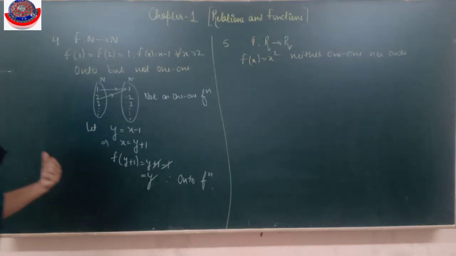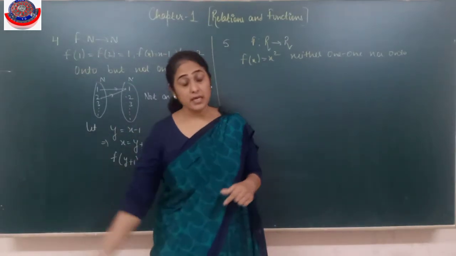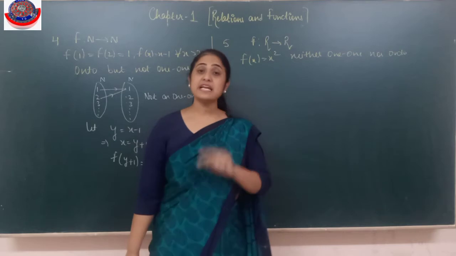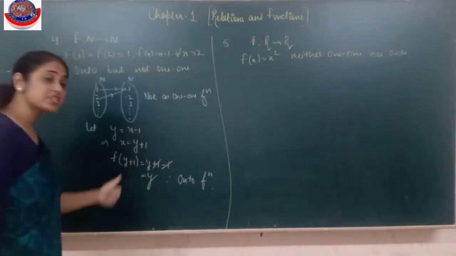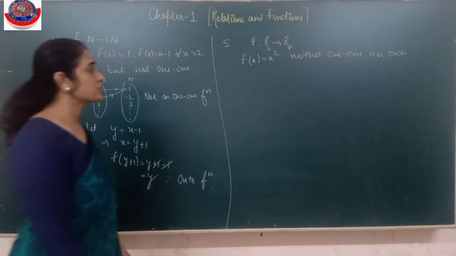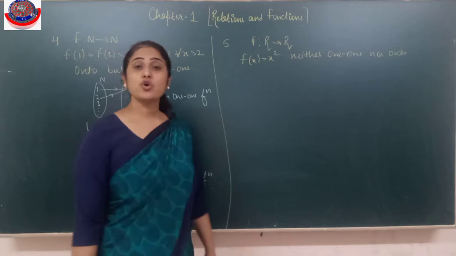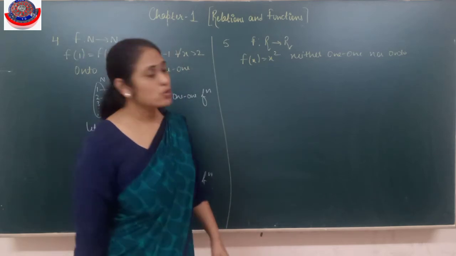See, when you have to prove that it is not so, you can prove by example. But when you have to prove that it is so, you have to prove it with unknown numbers. Now look at the next question. f is from R to R, f of x is equal to x square. Neither 1-1 nor onto.